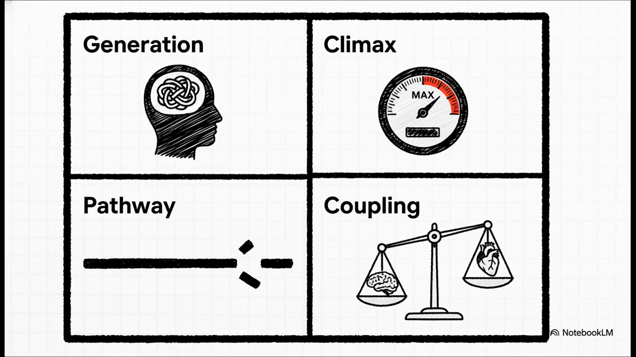Number 1, you're way more likely to dream about things you haven't resolved yet. 2, your dreams will always peak when the system hits its absolute capacity. 3, the story can only follow a path where the brain's neurons are properly aligned. And 4, that mind-body link is a really delicate balance of intensity, timing, and control.